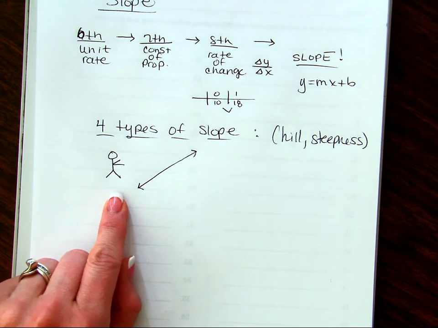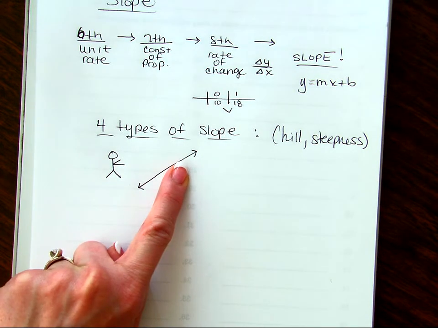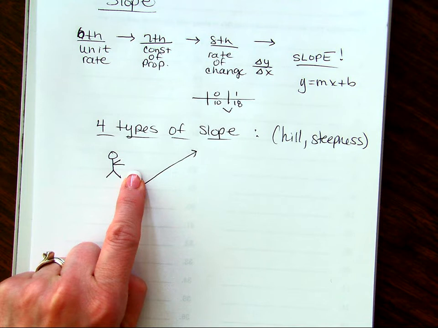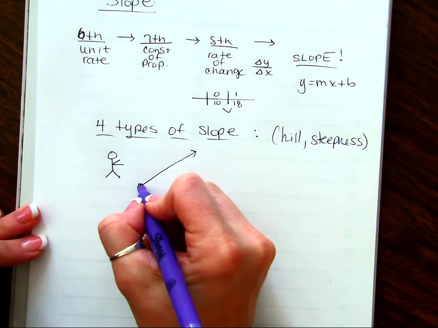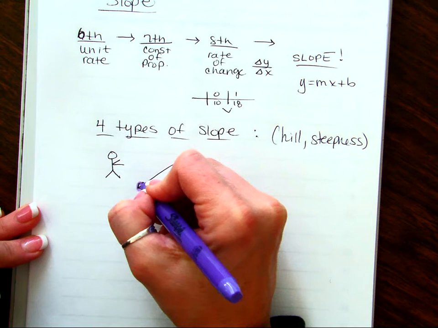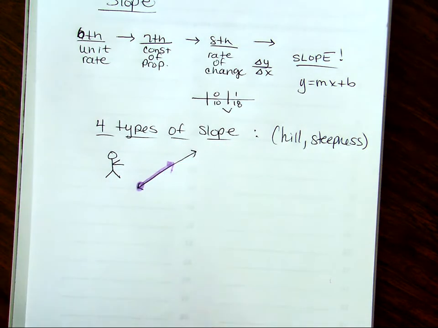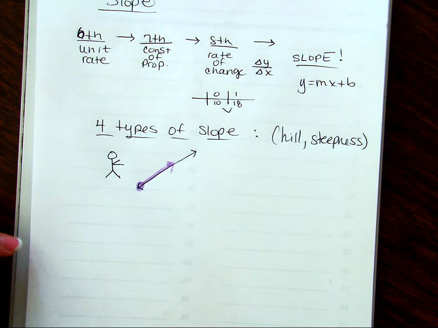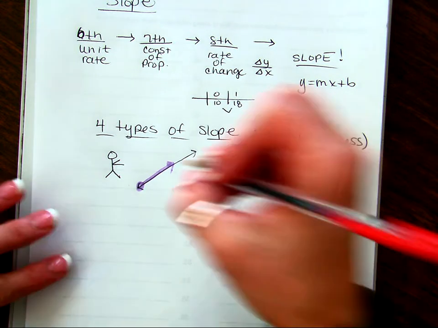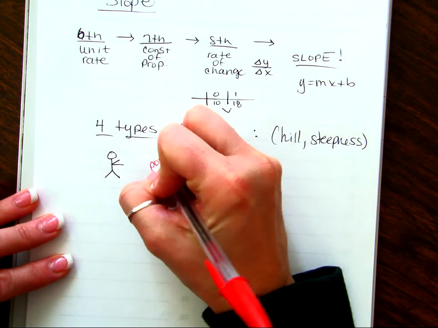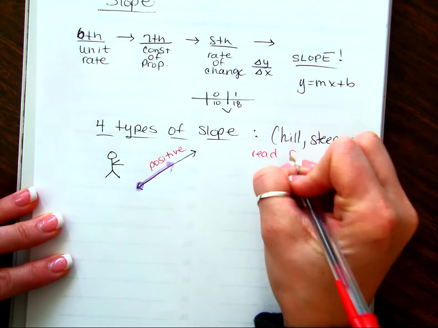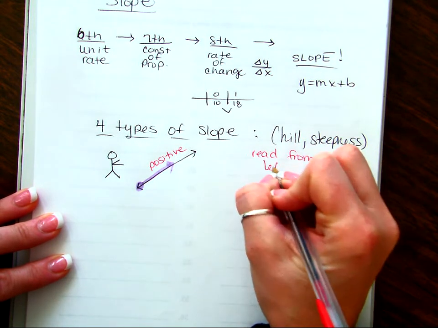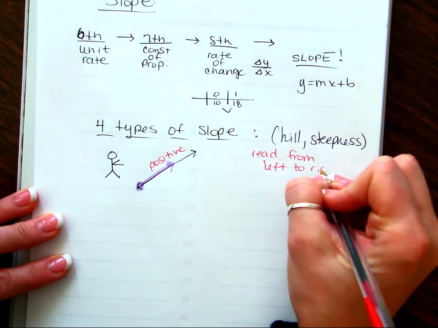If he's right here, is he going to ski uphill? Doesn't work that way. He needs some hiking boots, right? So this is where your highlighter can come in. If you start at the left and move to the right, like you read a book, if you move up, it's called a positive slope. You read it from left to right, just like you read a book.